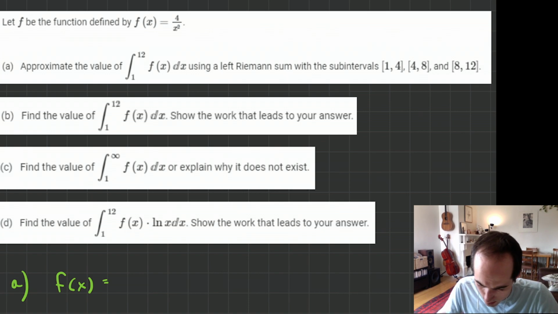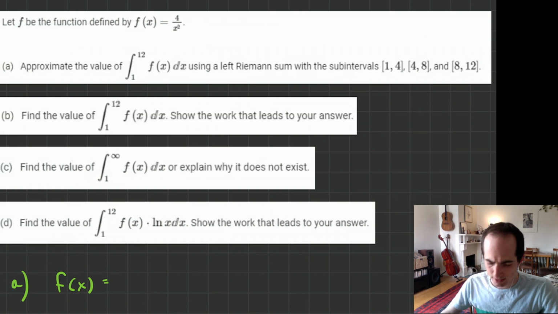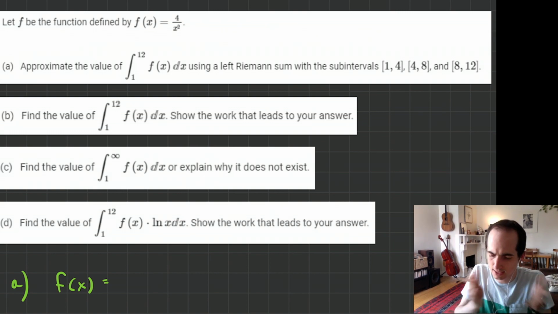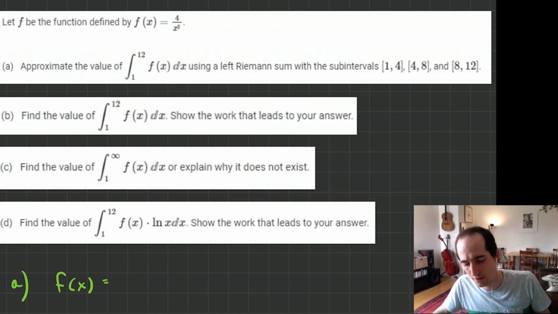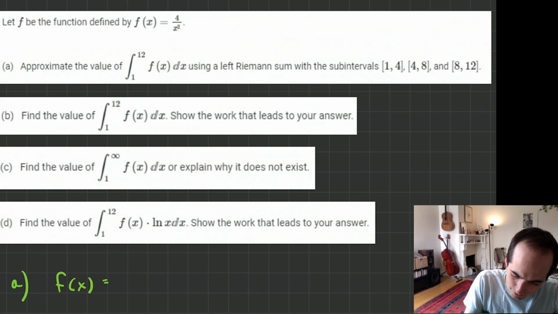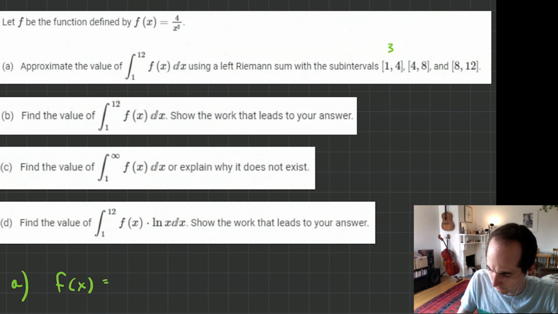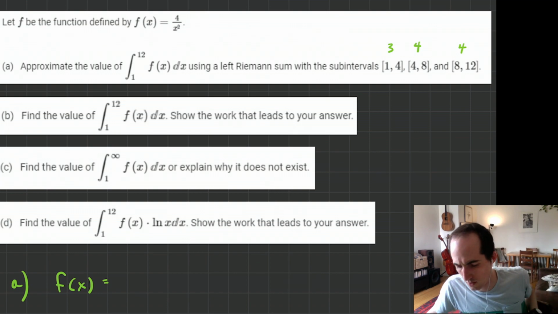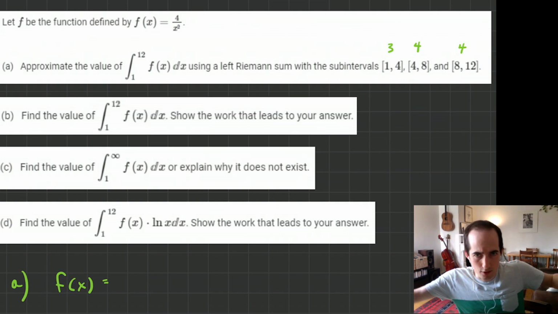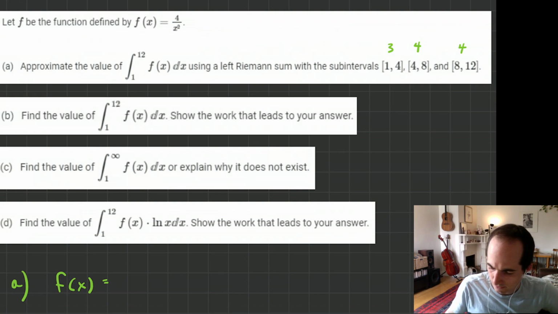Okay, so we have 3 subintervals, and in this case I think it's interesting because they're telling us exactly what the intervals are. And you'll notice that the length of each one of these intervals is a little bit different, right? Like the distance from 1 to 4 is 3, the difference from 4 to 8 is 4, and the difference from 8 to 12 is 4. So they're not perfectly split up, right? So I think that's kind of interesting.